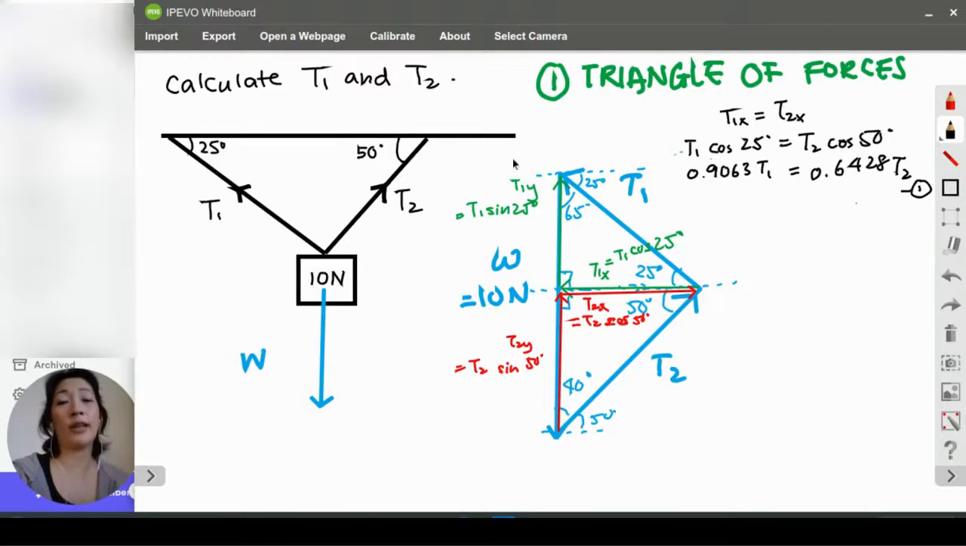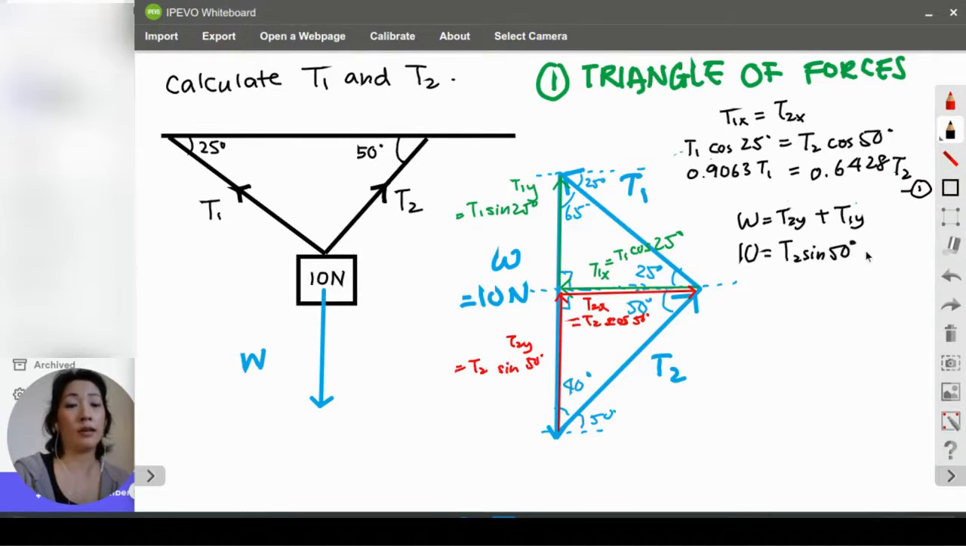For the second equation, let's look at the vertical. So you can see that W going down is equal to T2y plus T1y. Let's write it out. W equals T2y plus T1y. We know that W is 10. T2y would be T2 sine 50, and T1y would be T1 sine 25. Let's solve for sine 50 and sine 25.